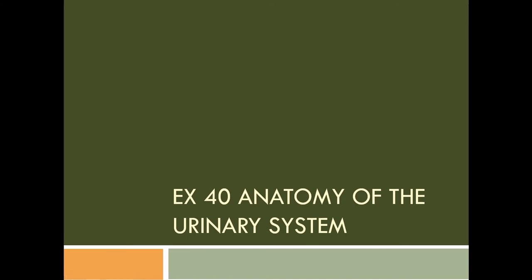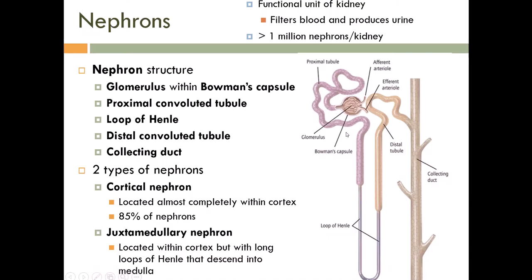This particular lecture is going to focus mostly on nephrons, the part of the kidney that actually filters our blood and makes our urine. We have about 1 million plus nephrons per kidney, so your kidneys are just chock full of these. They have a very particular structure.